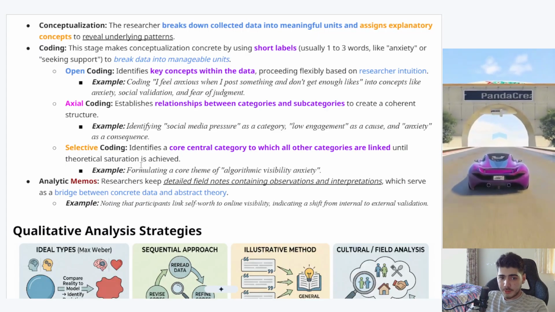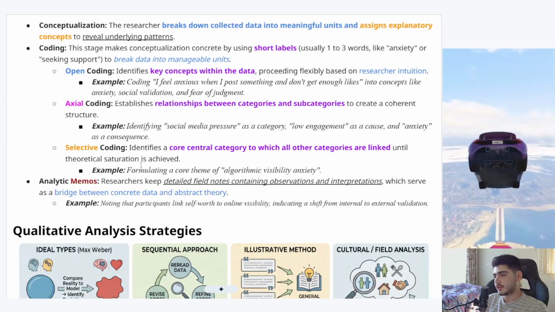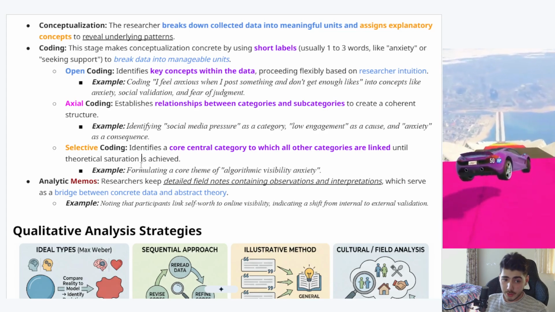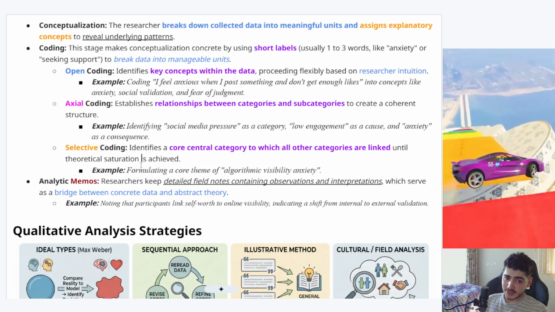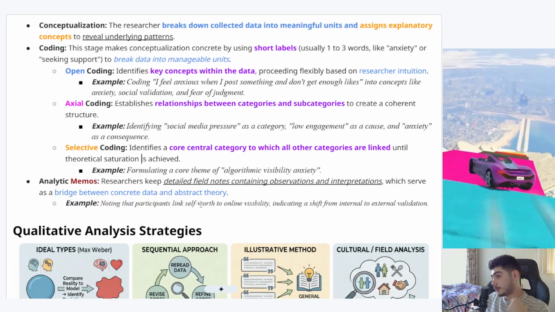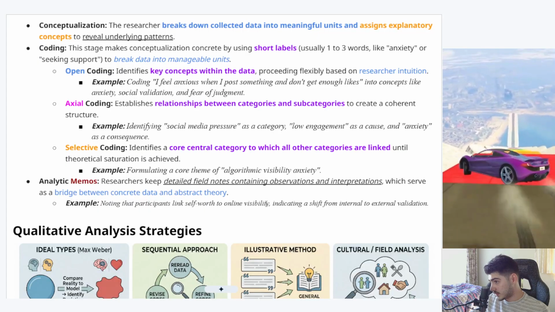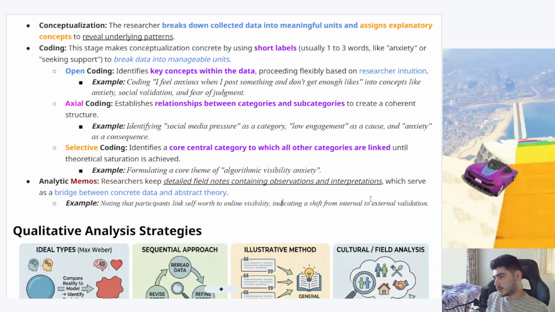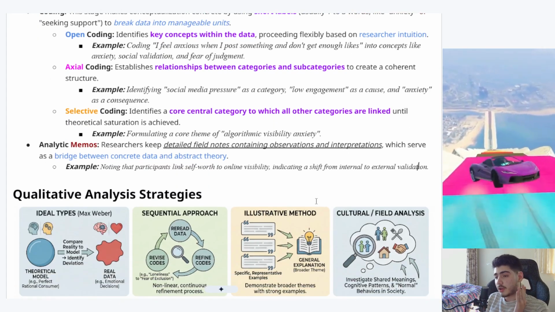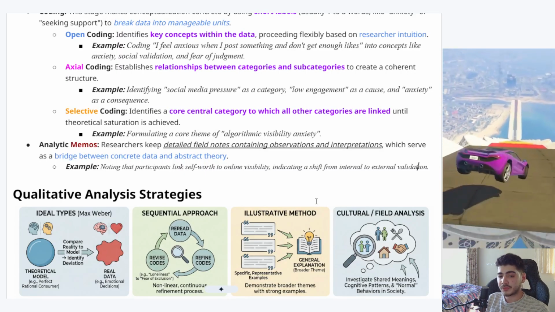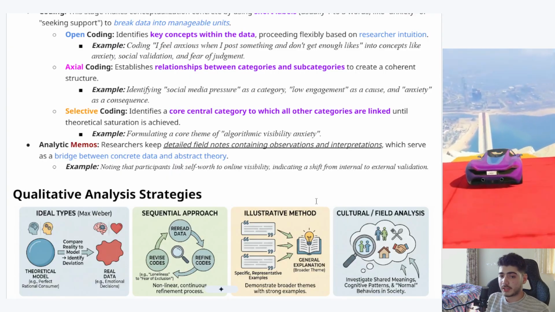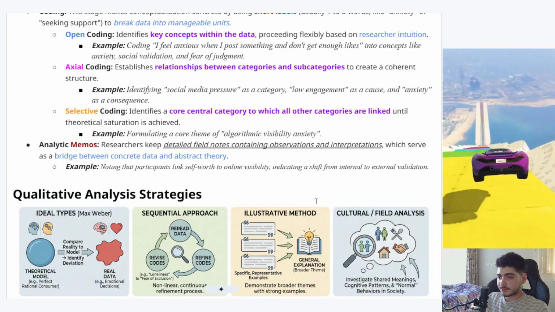Analytic memos are basically detailed field notes containing observations and interpretations, which serve as a bridge between concrete data and abstract theory, like noting that participants link self-worth to online visibility, indicating a shift from internal to external validation. So you're keeping notes throughout the research process, which you will then use in your research paper or whatever publication that you are going to make.